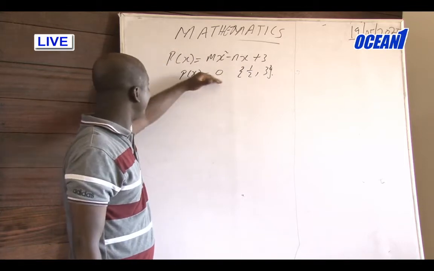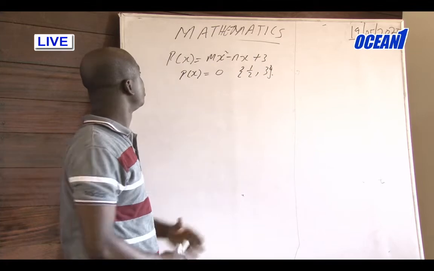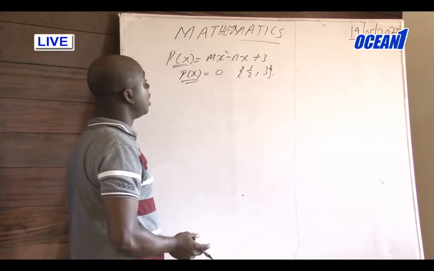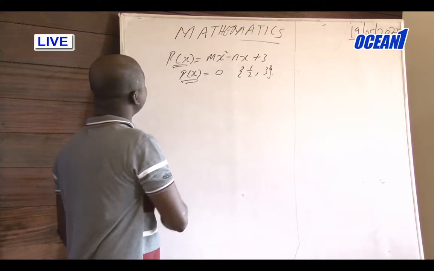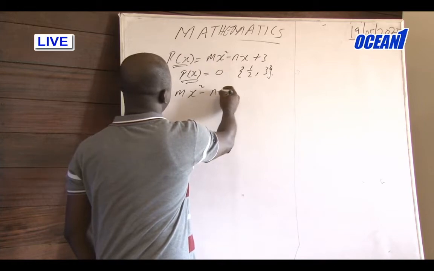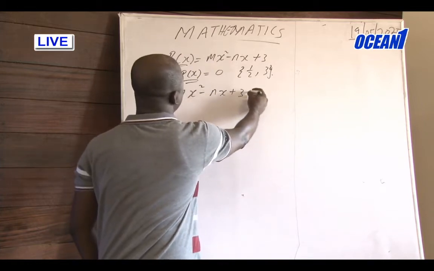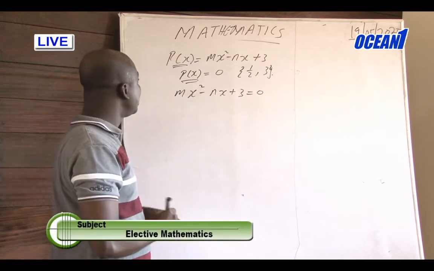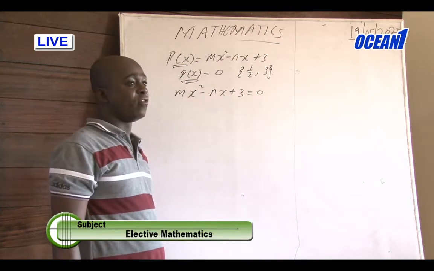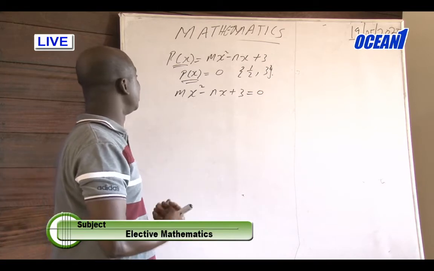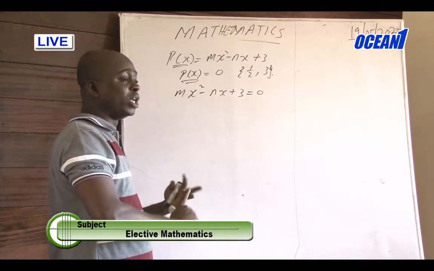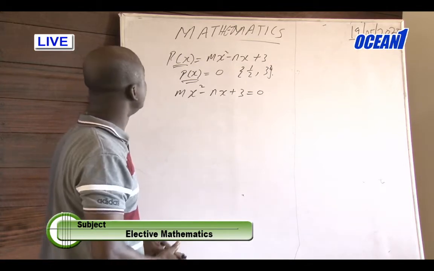So let's apply the first condition. It says p of x equal to 0. Which means that whenever we see the p of x, we are going to replace it with a 0. And in that case, we are going to have mx squared minus nx plus 3 equals 0. And when we solve this, if we know the values of m and n, the results are a half and a 3. If you remember, these are the solutions. They can be called the answers, or they can also be called roots, whichever way you want to think of them.